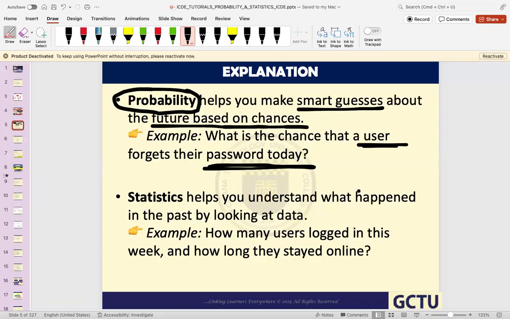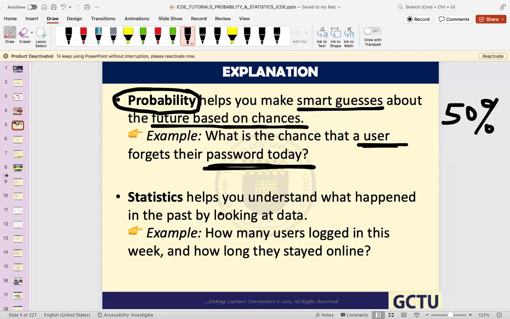And is there a chance also that you may not forget your password? Yes, there are some people who stick to only one password. So no matter what you do, they are just using one password. There's no way they can forget about it. So probability is all about chances. And the chances sometimes can be 50-50 or 50%, right?